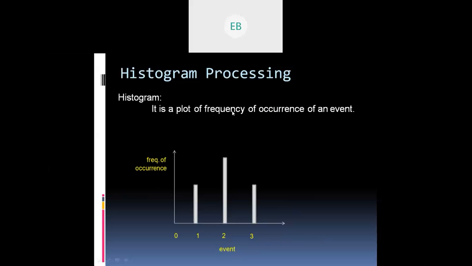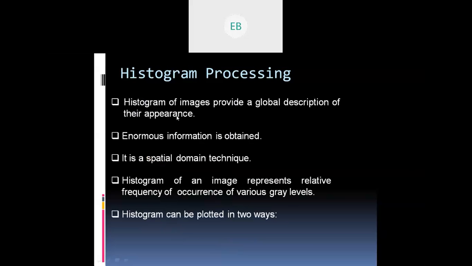Simply you can say it is a diagram which consists of rectangles whose area is proportional to the frequency of a variable and whose width is equal to the class interval. Okay, so this is about a histogram. It provides a global description of images and their appearance.